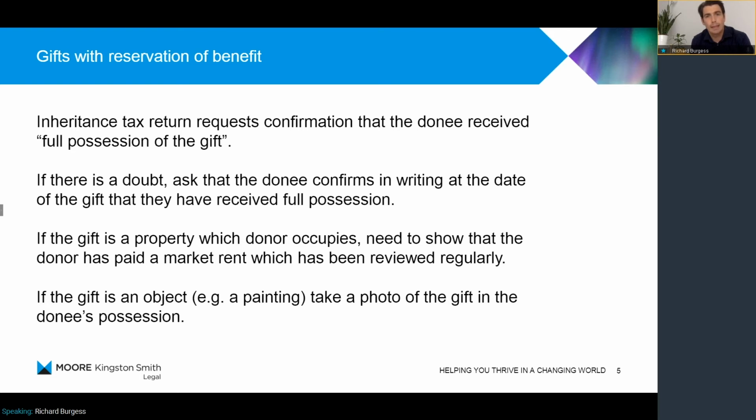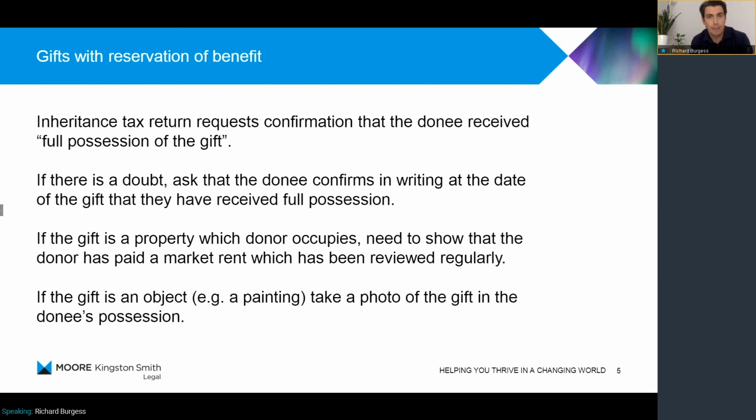Now, where a client continues to reside in a property and they've given some or all of the interest in that property to somebody else, obviously in order for a gift with reservation of benefit not to apply, then a full market rent must be paid by the donor to the donee. And that market rent must be reevaluated on a regular basis.